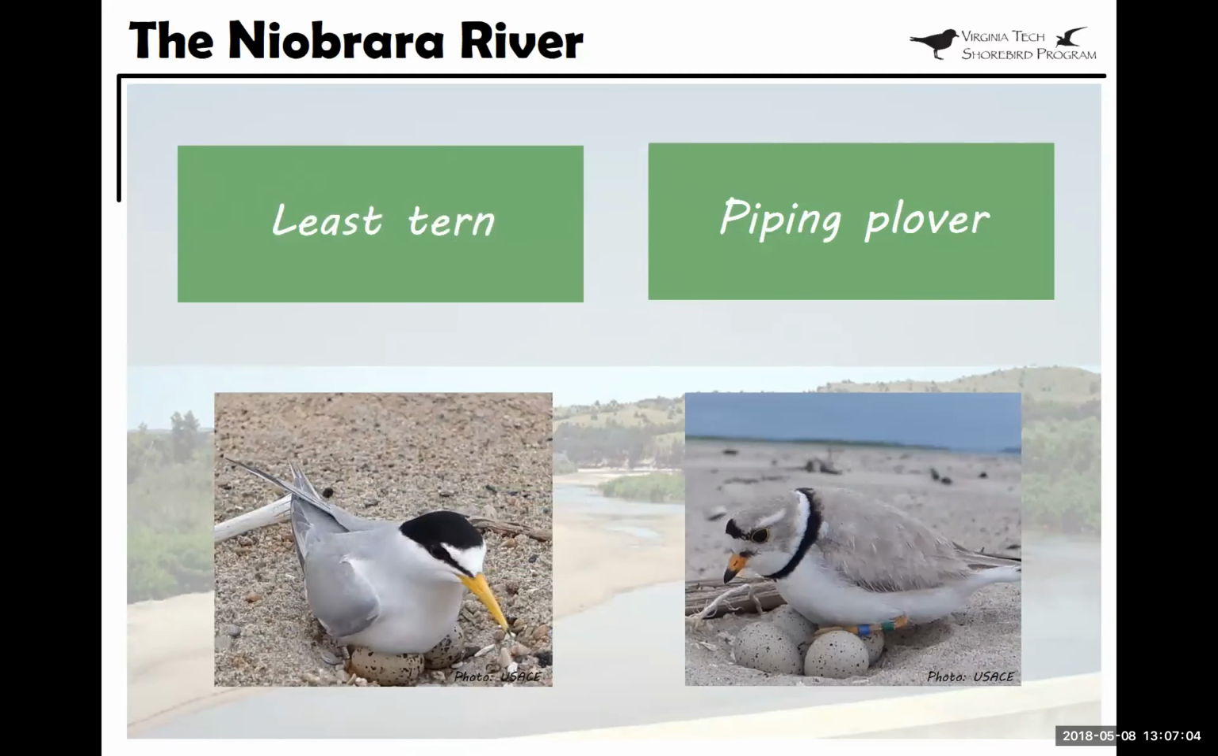Plovers and terns lay their eggs in shallow scrapes that they dig in the sand, and they prefer to nest on large sandbars that are away from the water's edge to protect their nests from flooding and away from vegetation, which houses mammalian and avian predators. And we'll get into that in a lot more detail later on.